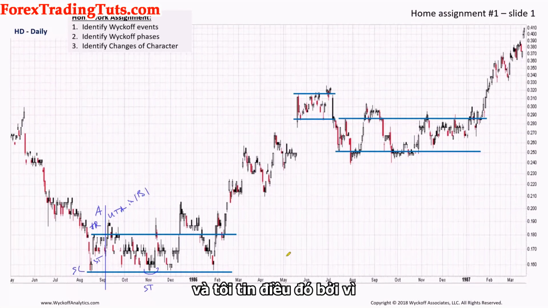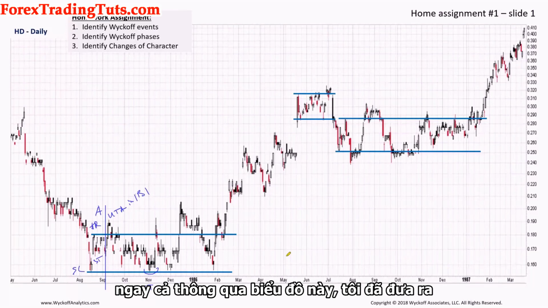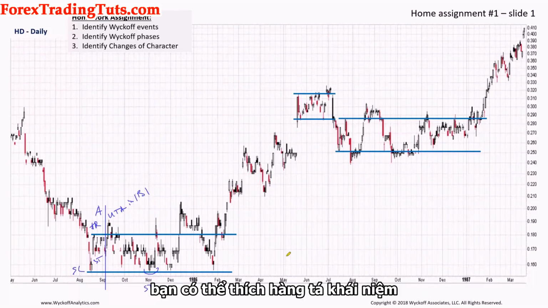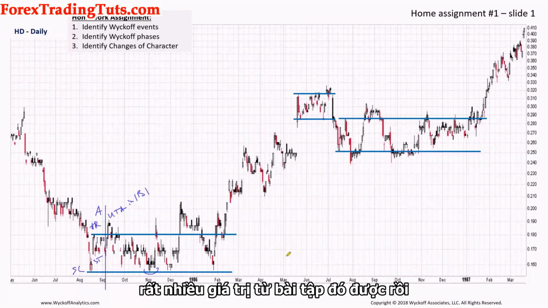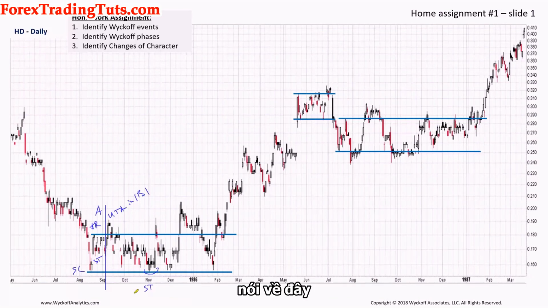And I do believe it, because going through even this chart, I already gave you probably dozens of concepts that you could make a note of. So for those of you who have time, watch the recording again, make the notes, send those notes to me. You're going to receive so much value out of that exercise. Okay, so what am I talking about here?